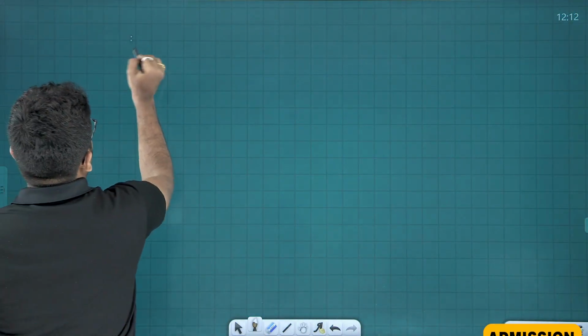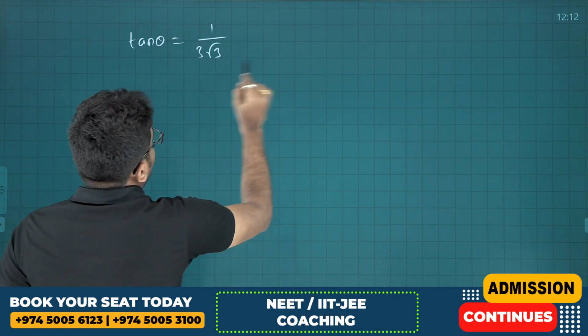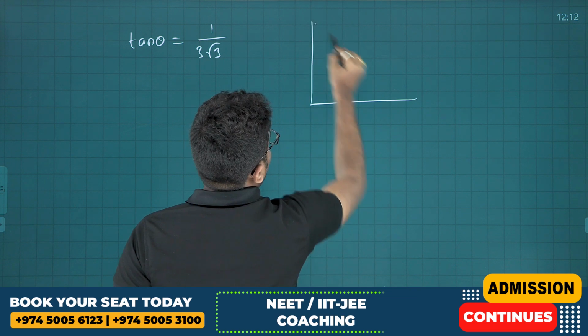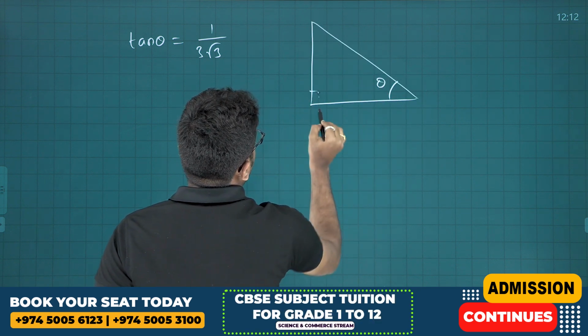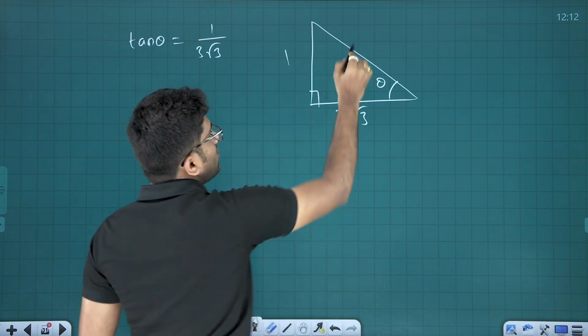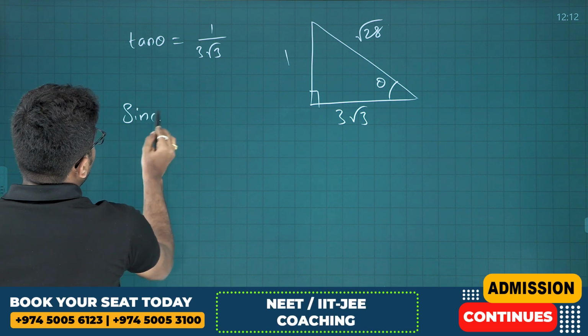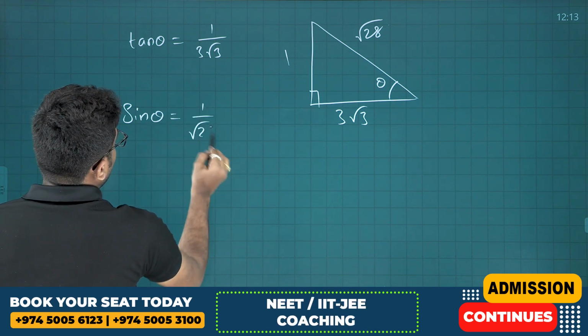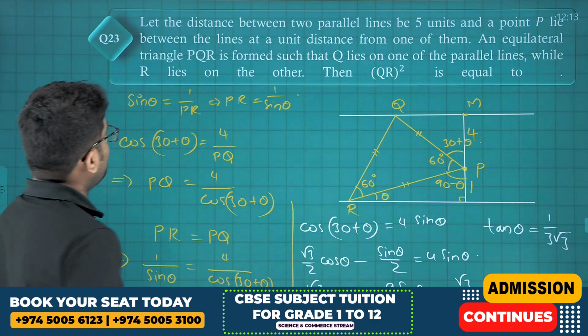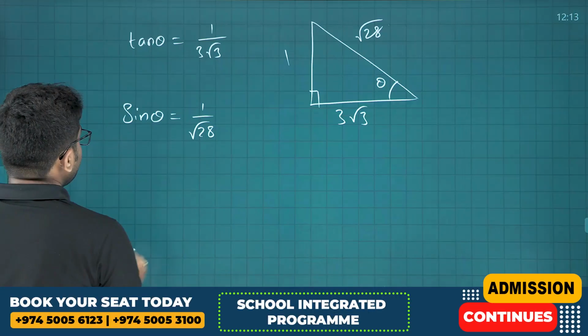If tan theta is equal to 1 by 3 root 3, in a right angle triangle with angle theta, the sides are 1 and 3 root 3. So 1 plus 27, the hypotenuse will be root 28. Now from here, what is sine theta? Sine theta is 1 by root 28. But PR is nothing but, one side is 1 by sine theta.